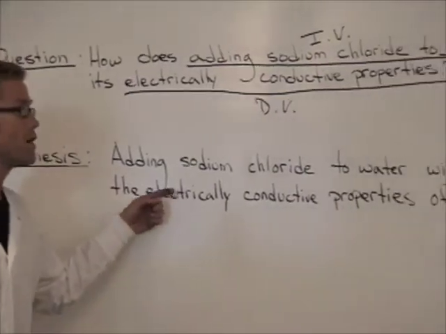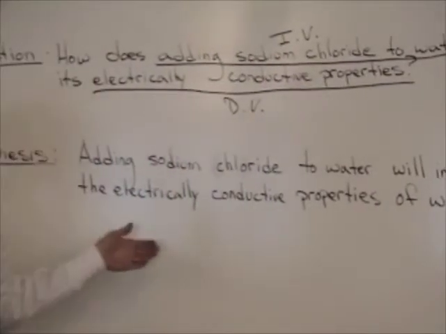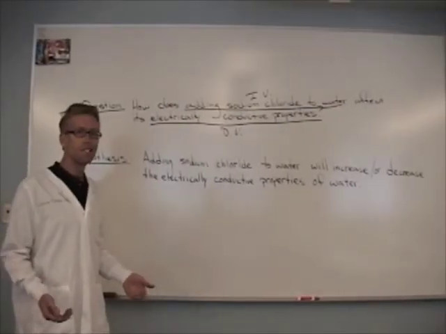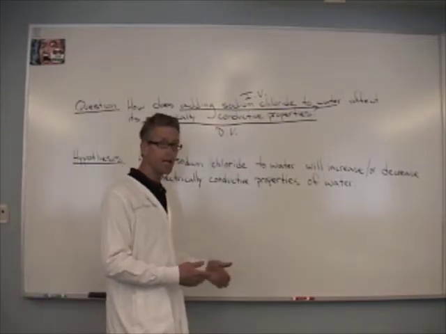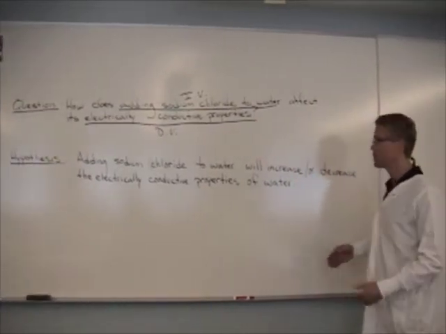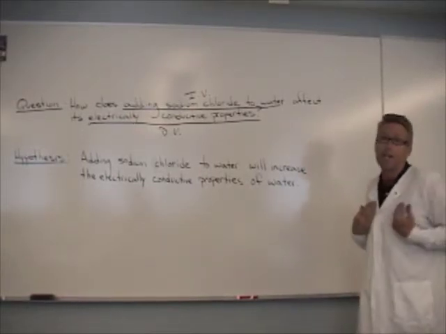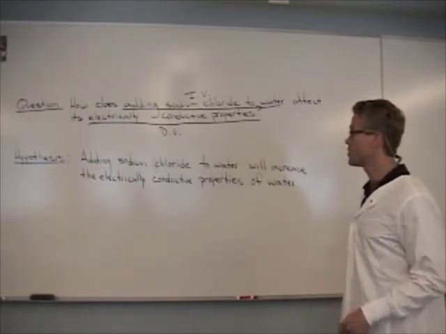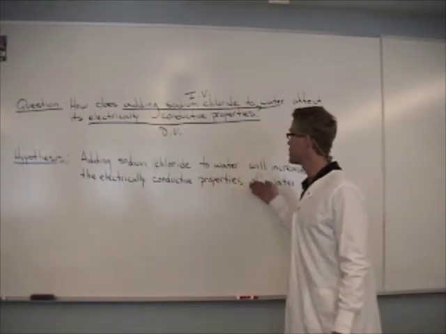So adding sodium chloride to water will increase, and I have to make a decision here, or decrease the electrically conductive properties of water. Now, based upon what I said before, everybody out of the pool, my best guess, based upon my prior knowledge, is that it will actually increase the electrically conductive properties of water. So I know that there was a dualism here. I could have said increase or decrease. I'm going to get rid of the decrease because I'm guessing that it's actually going to increase the electrical conductivity of the water, okay? And it's going to change its properties in that way. So adding sodium chloride to water will increase the electrically conductive properties of water.